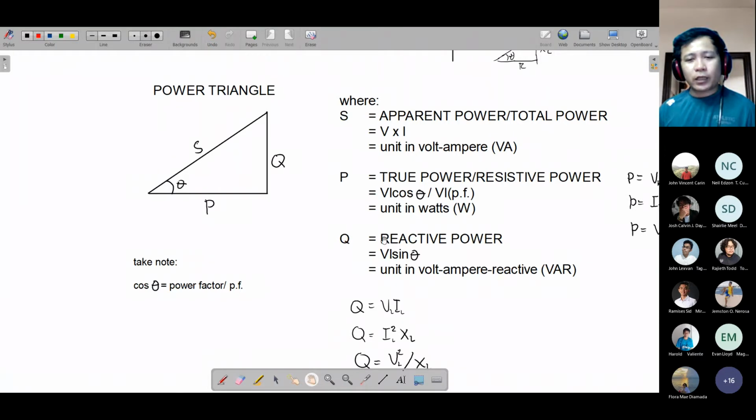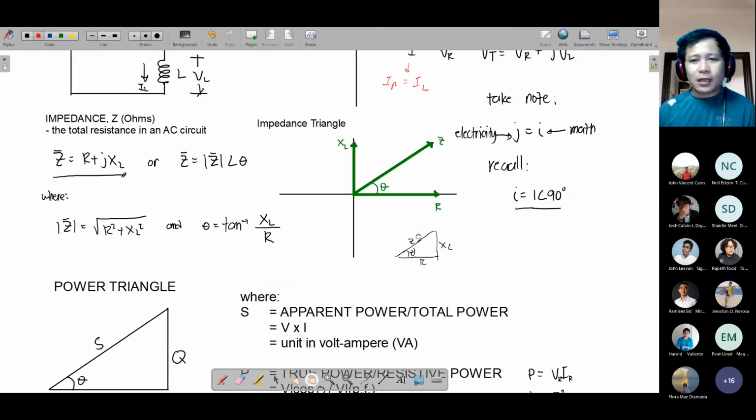Why is it called the reactive power Q? From the name itself, reactive, this power is because of the reactance. Okay? If there is no reactance, there is no reactive power Q. So meaning, if only resistance is present, there is no Q, only P. Same with this one, if there is no resistance R, and only reactance is present, there is no P, only Q. Okay? So again, reactive power is because of the reactance.